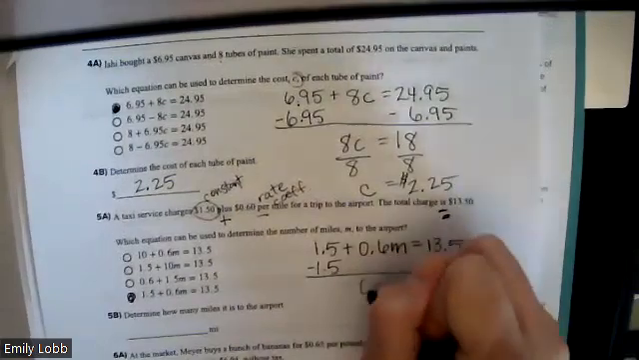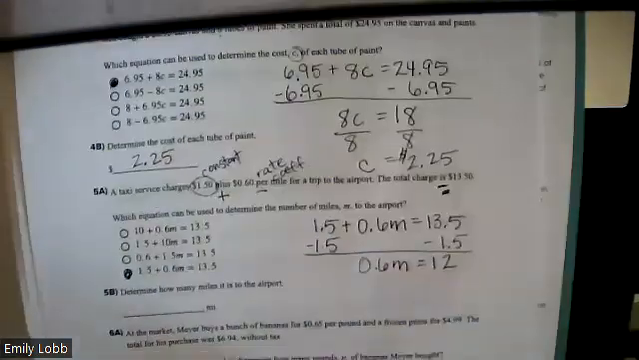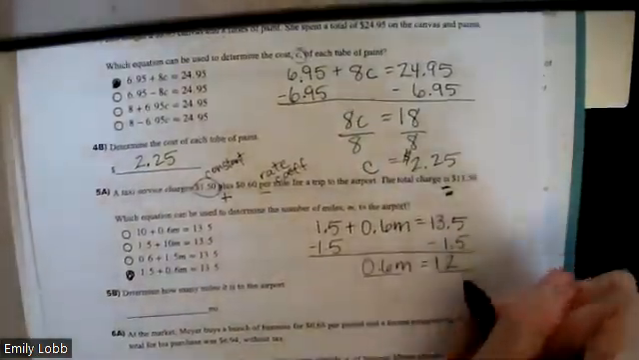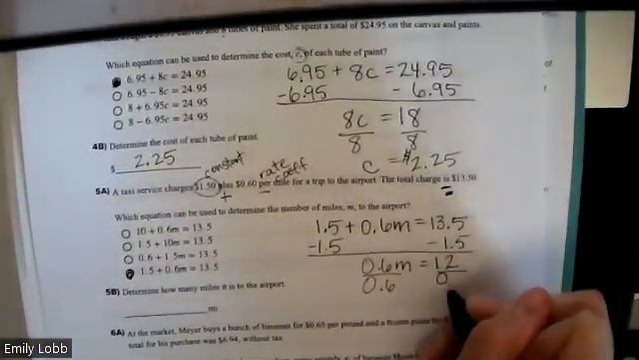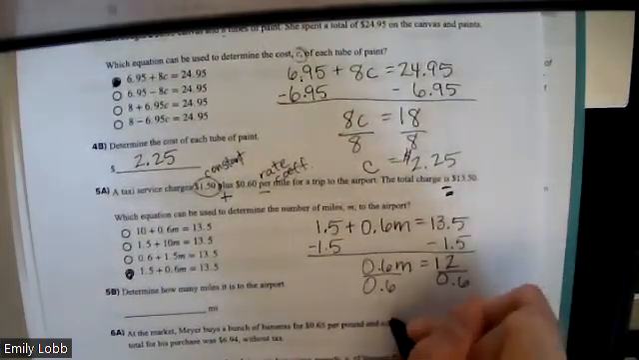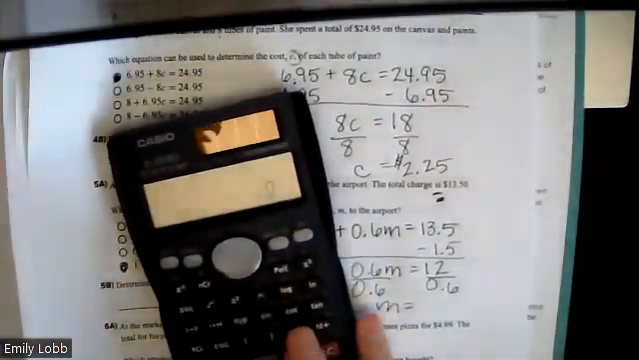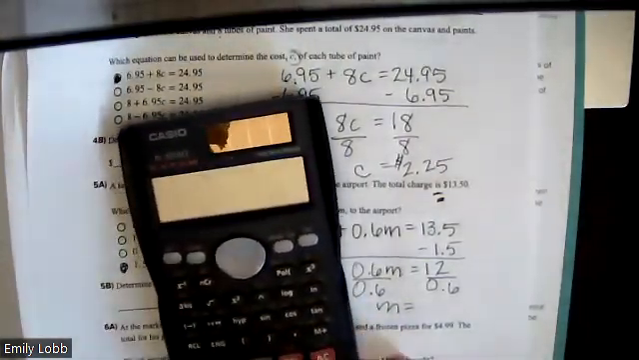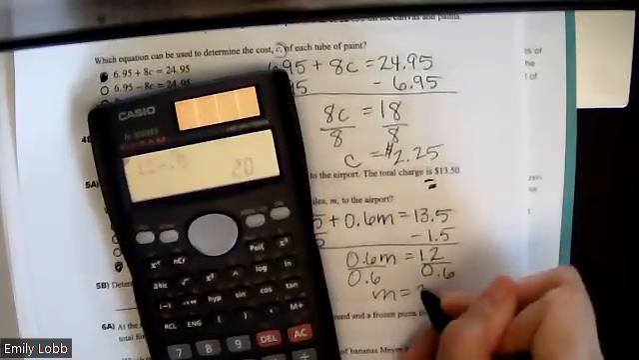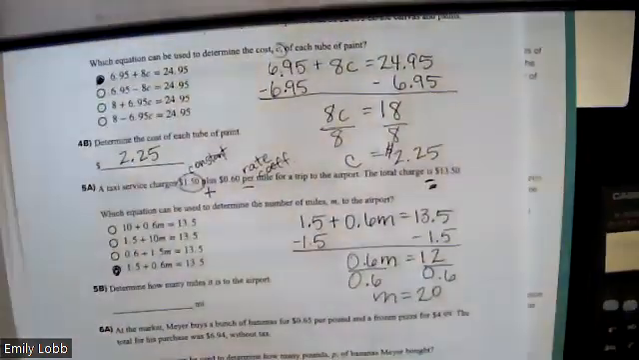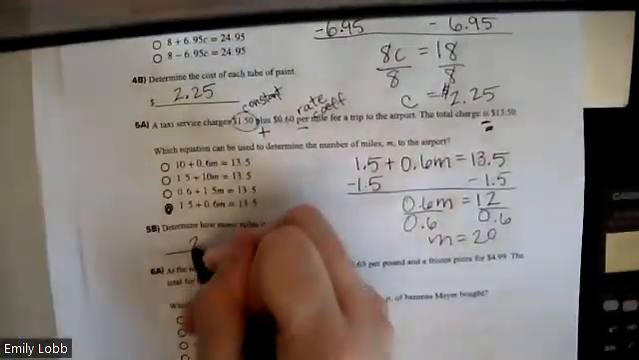So that leaves us with 6/10 M is equal to 12. So we have to divide both sides by what? 6/10. 0.6. Is it 2/10? I'm not sure. Decimals throw me off sometimes. So 12 divided by 0.6 is 20. It was the other way around. So 20 miles is our answer.